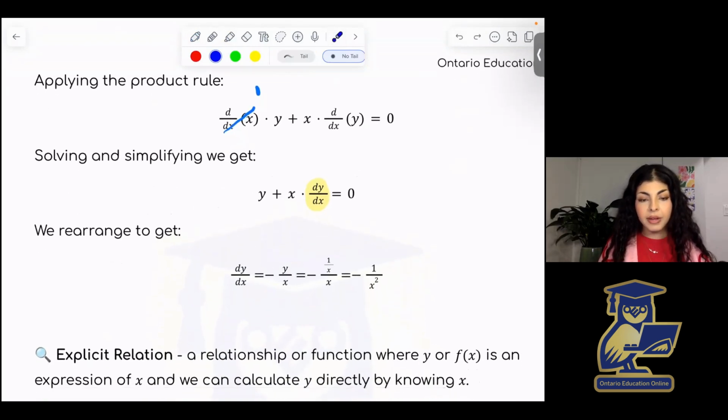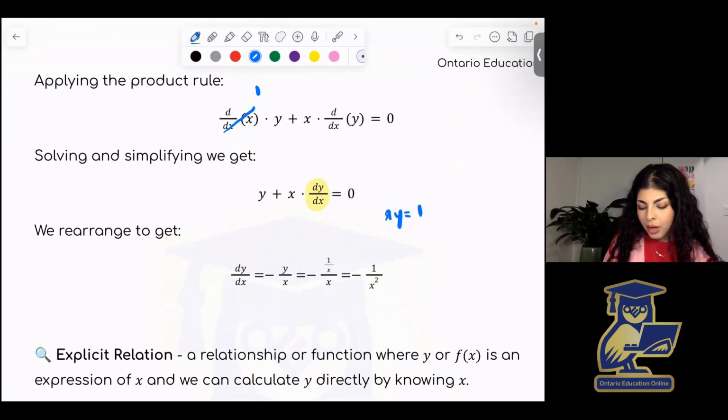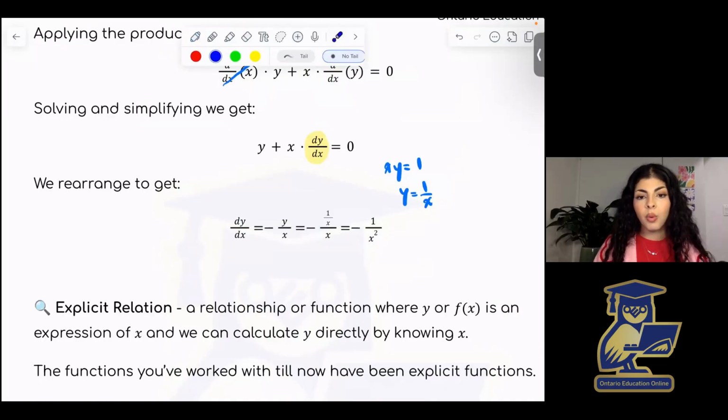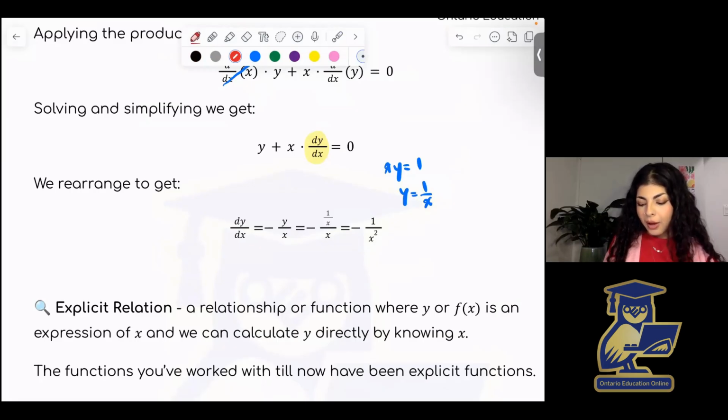So then I have negative y over x, but we're just going to substitute the value of y here, which, from xy is equal to 1, y is 1 over x. And so we now have negative 1 over x squared.